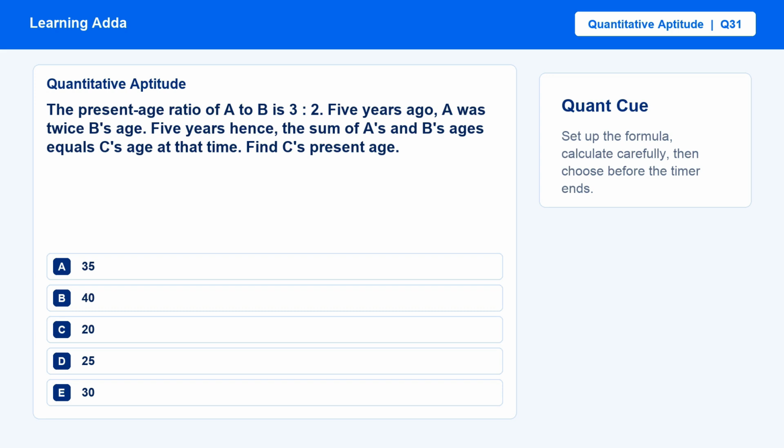Question 31. The ratio of the ages of A to B is 3:2. 5 years ago, A was twice B's age. 5 years hence, the sum of A's and B's ages equals C's age at that time. Find C's present age. Option A, 35. Option B, 40. Option C, 20. Option D, 25. Option E, 30. The timer starts now.